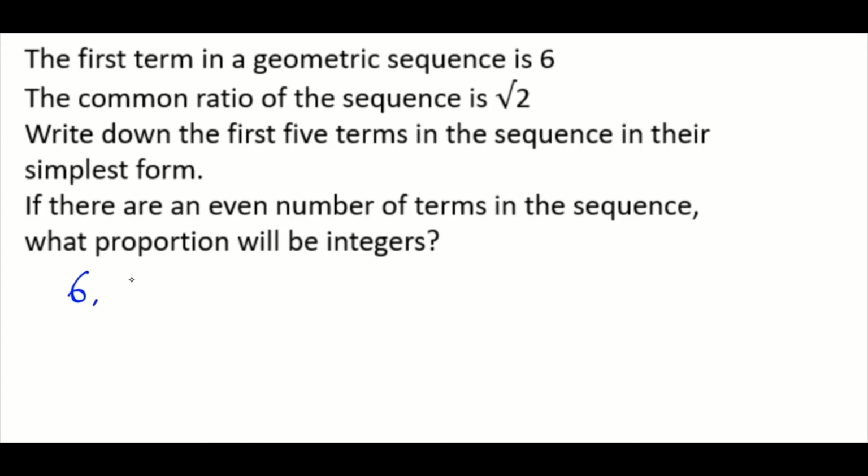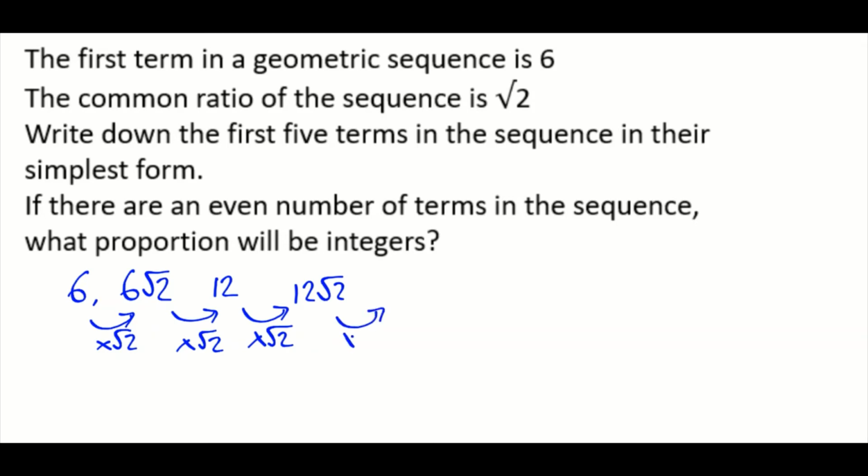The second term is going to be 6 times √2, which is 6√2. Now the next term we're going to have to times by √2 again. So that's 6 times √2 times √2. Well, √2 times √2 is just 2, and 6 times 2 is 12. We're going to then multiply by √2, so we have 12√2, and multiply by √2 again. Well, √2 times √2 is 2, times 12 is 24. And there we've got the first 5 terms in their simplest form.